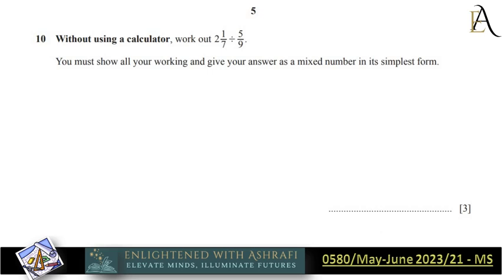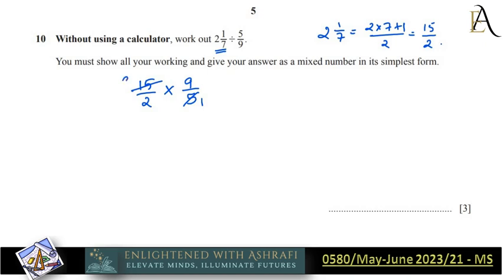Firstly, we are going to convert this mixed fraction into an improper fraction. So we have 2 1 upon 7, it means 2 multiplied by 7 plus 1 upon 7, which gives me 15 upon 7. So I'll write 15 upon 7. Since it's a division, we have to do calculation, so we'll take it into multiplication. 5 upon 9 will become 9 upon 5, reciprocal.